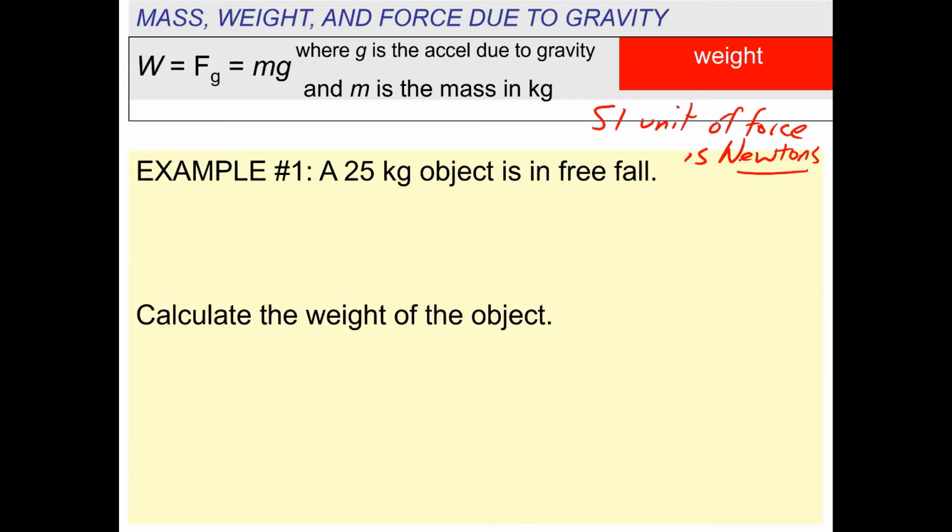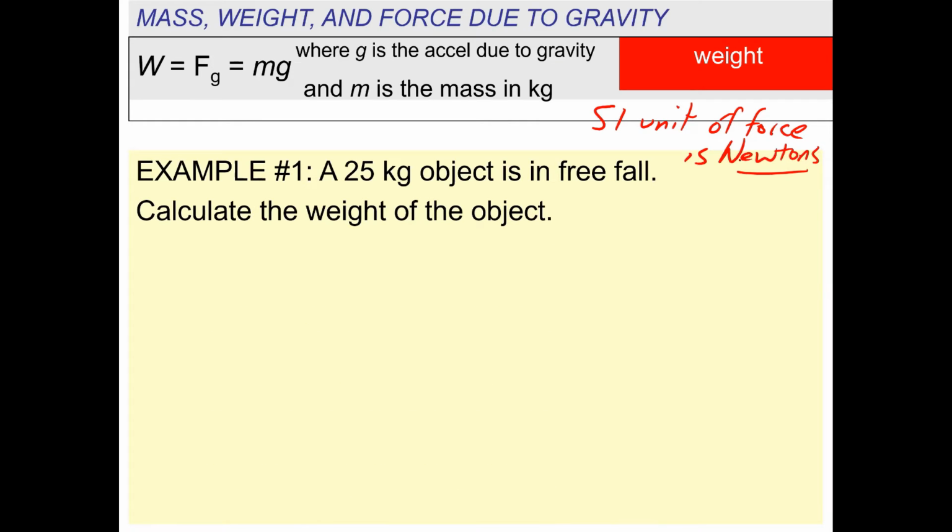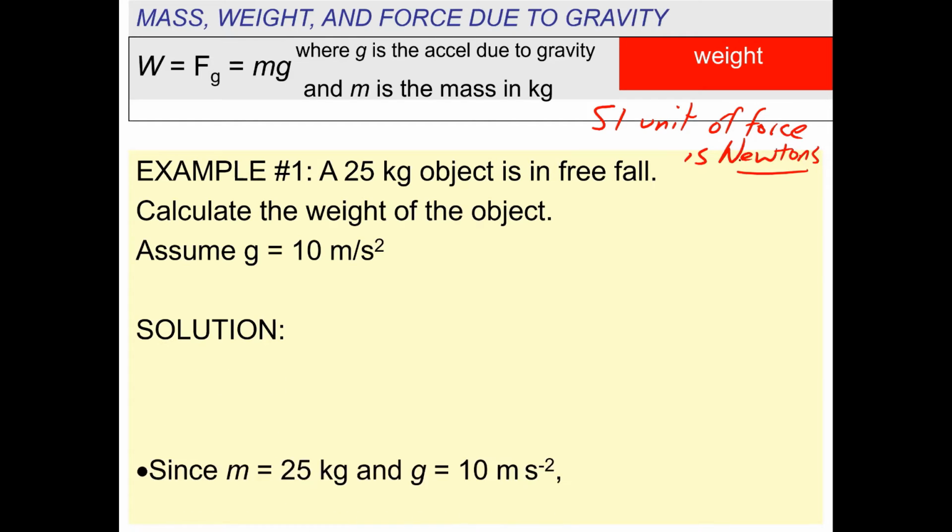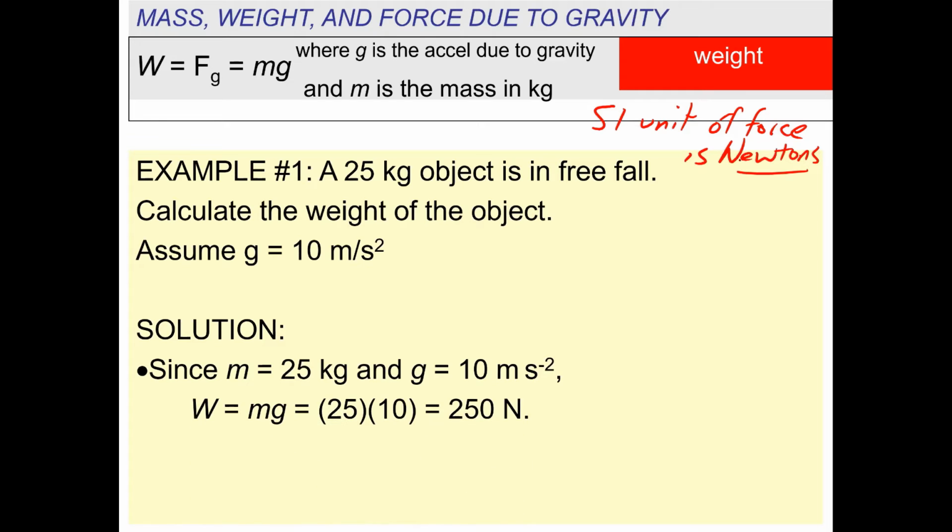If I have a 25 kilogram object and I ask you to calculate its weight, go ahead and do that really quickly. Let's assume g is 10 meters per second squared just to make the calculation easy. So again, you could either write that down on your paper or you could just say it out loud. I'm going to give you a few more seconds. So if I was doing this, I would say m equals 25 kilograms, g is 10 meters per second squared. Just applying that formula from the top of the slide, take the mass, multiply it by the acceleration due to gravity, and I get that the object's weight is 250 newtons.